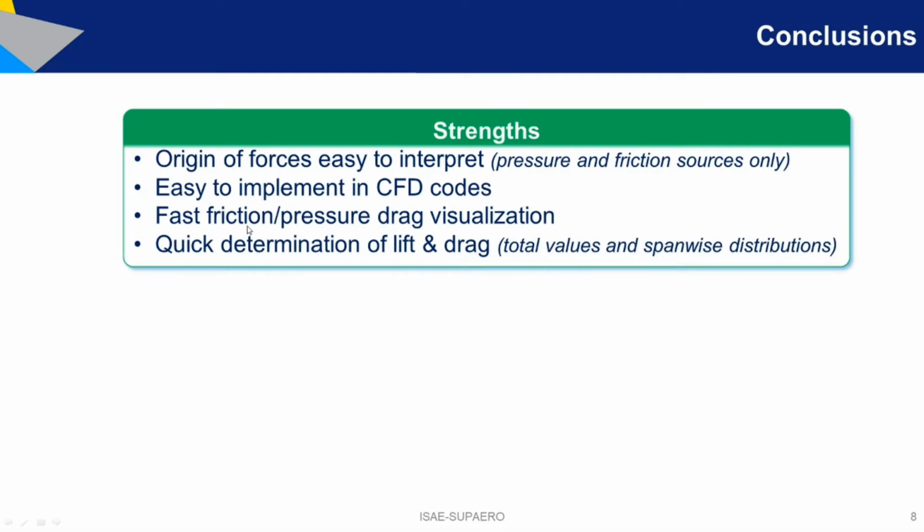Then another advantage is that the friction and pressure drag visualization is quite fast. Indeed, basically what you need is just the geometry of the surface. You don't really need volumetric information. Since you are dealing with the geometry of the surface, it means that the amount of data you are managing is quite small, so it's quite fast to implement the formulation. So the visualization and data treatment is quite fast.